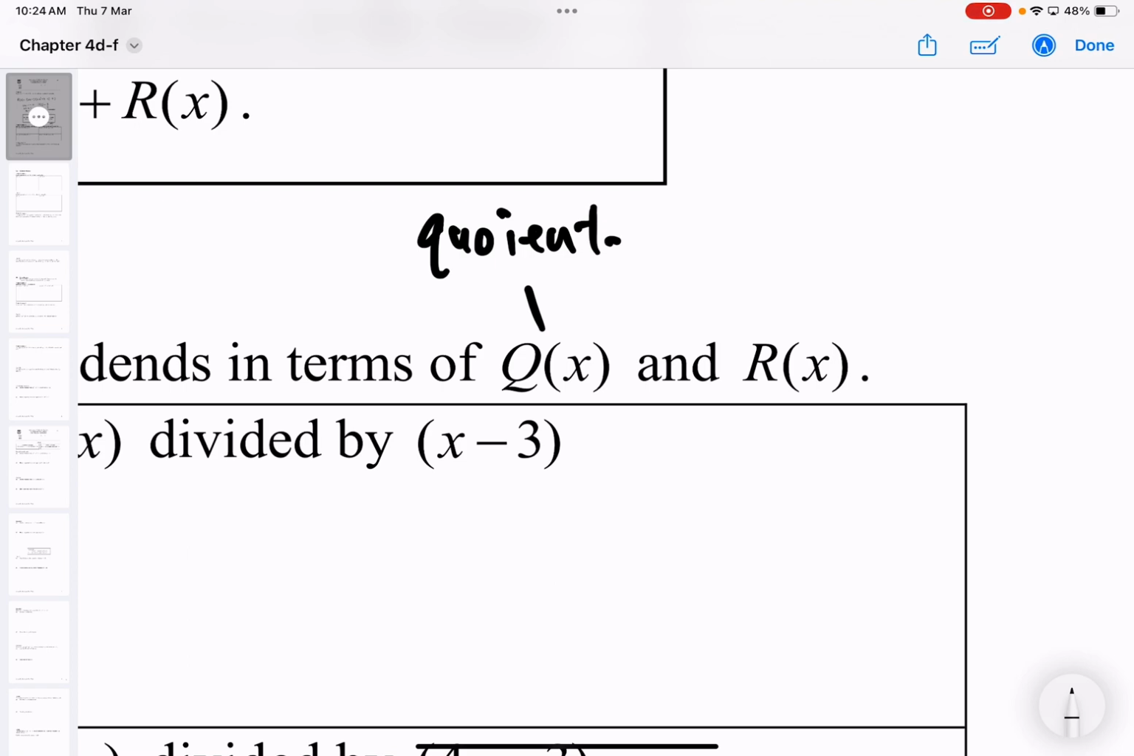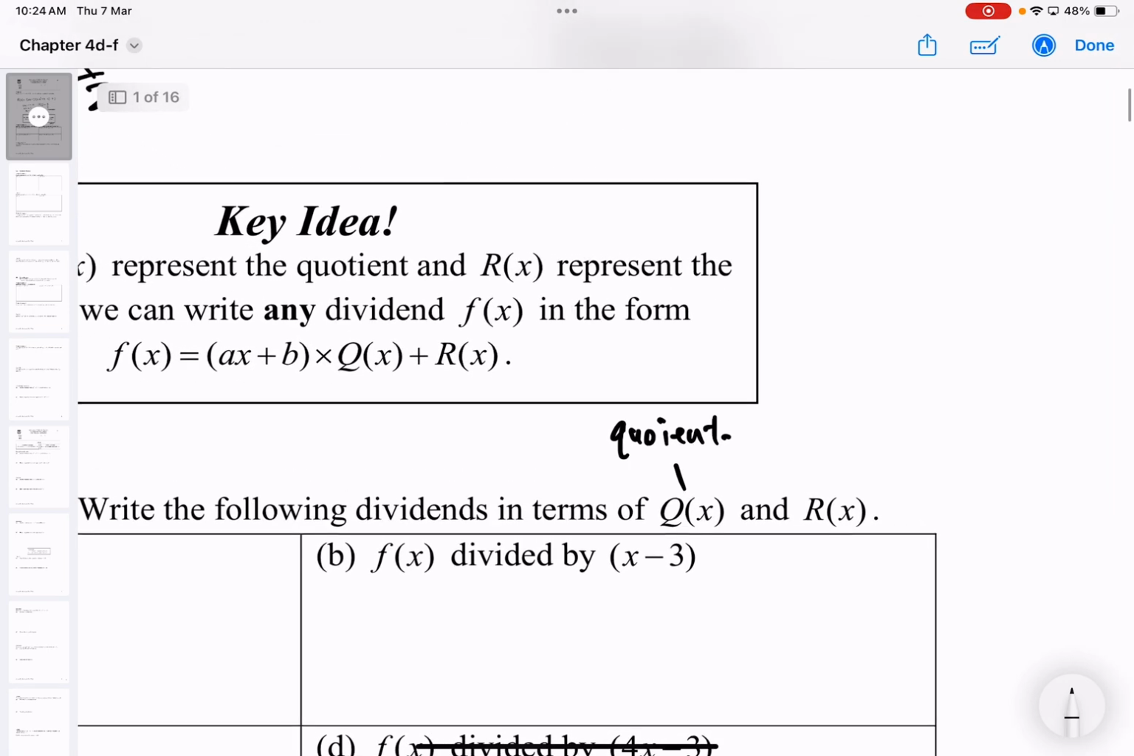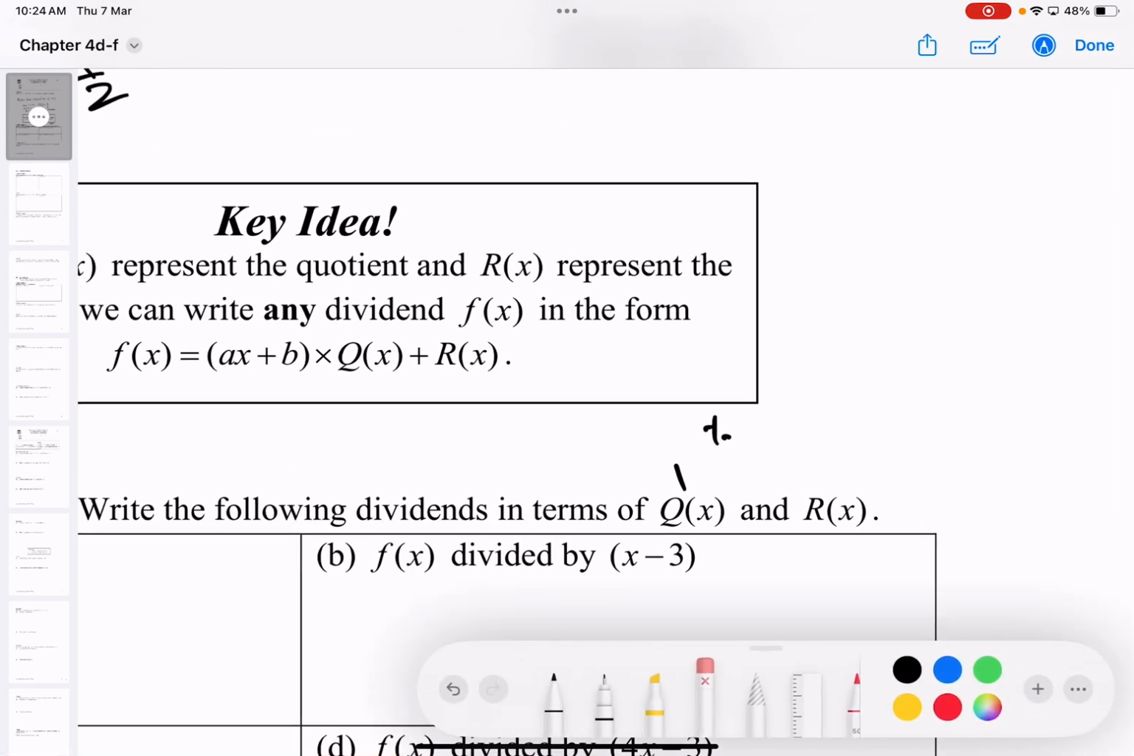I don't know how to spell quotient. Is it correct? No, spelled wrongly. It doesn't even look correct. Okay, quotient. So q(x) is the quotient, r is the remainder.